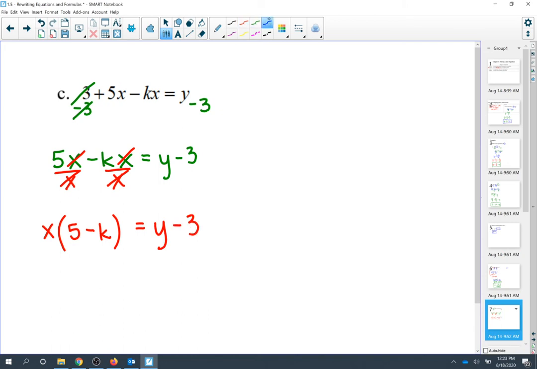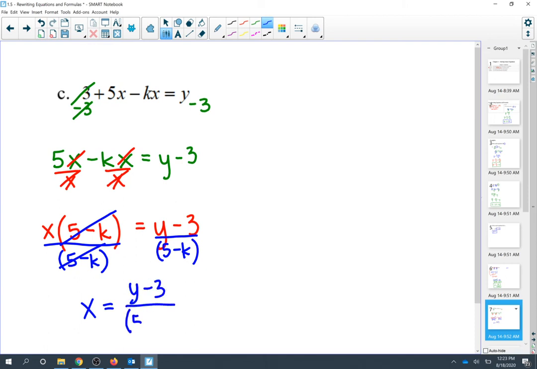Now, I'm trying to get x by itself. This is x times this quantity. The opposite of times is divide. So we're going to divide by 5 minus k on both sides. Over here, they're going to cancel each other and leave me with my x, which is what I wanted. Over here, I'm going to have a y minus 3 in the numerator and a 5 minus k in the denominator. And again, that is as far as you can simplify on these. And you're done.